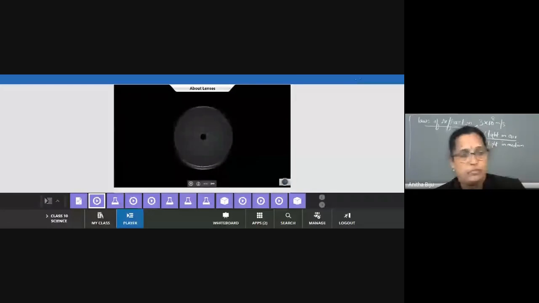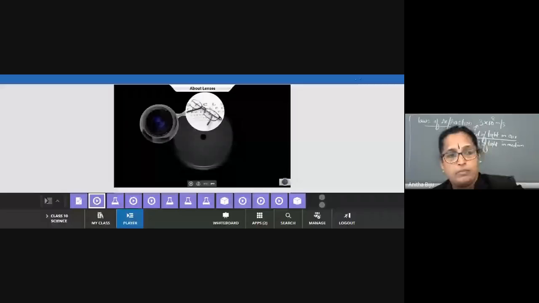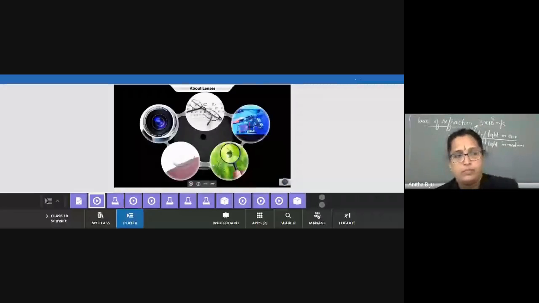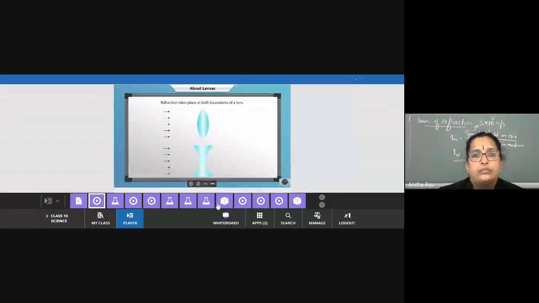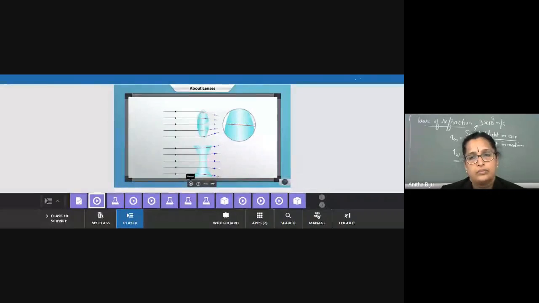A lens is made up of a transparent medium such as glass or plastic that has at least one curved or spherical surface. A ray of light that passes through a lens is refracted once at each boundary: first when it enters the lens, and once again as it exits the lens. The net result of this refraction is a change in the direction of the ray of light.